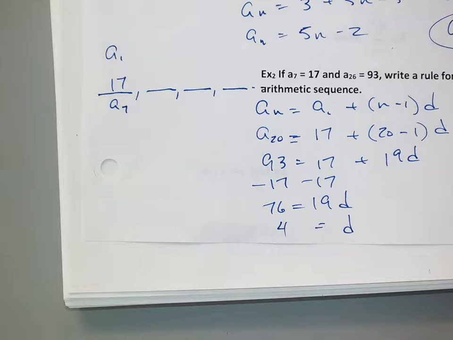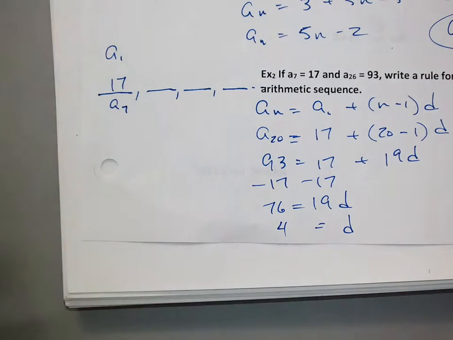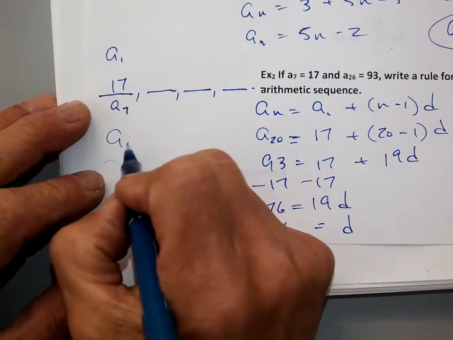Did you guys already get it? 13, 9, I guess I don't need your calculator. 5, 1, and minus 7. So A1 is minus 7, right? So we worked it all the way back to A1 is minus 7.